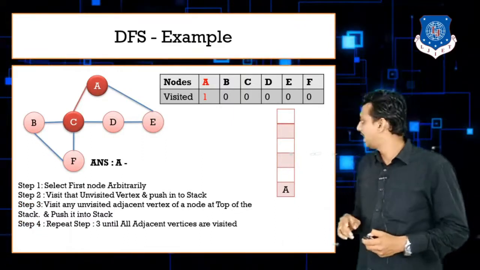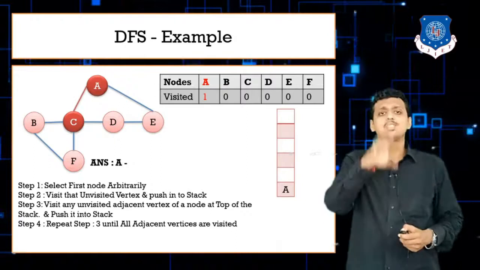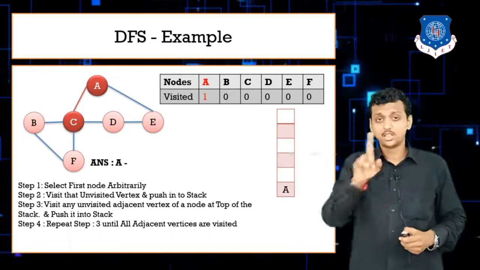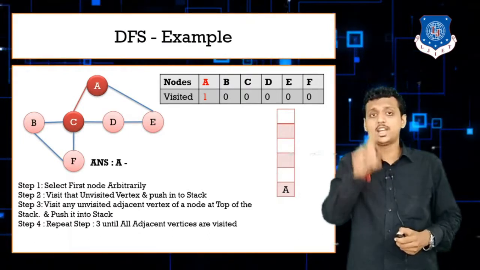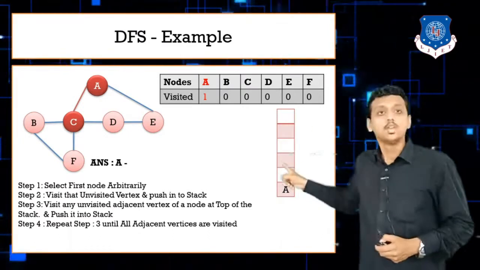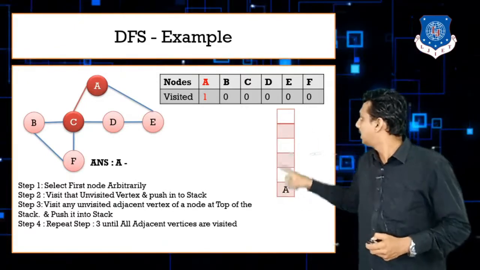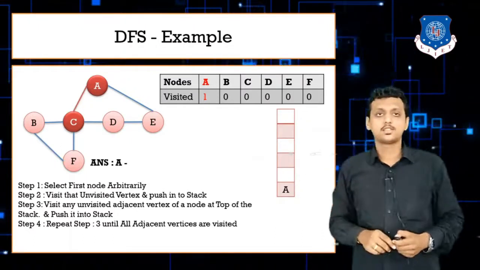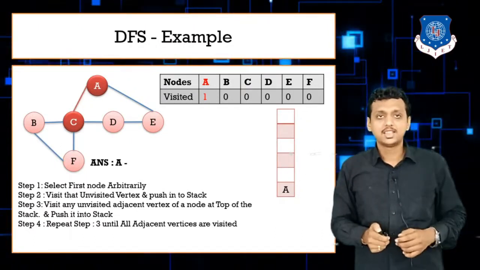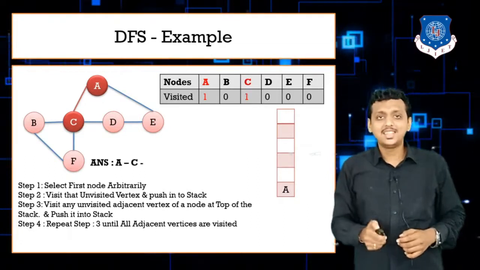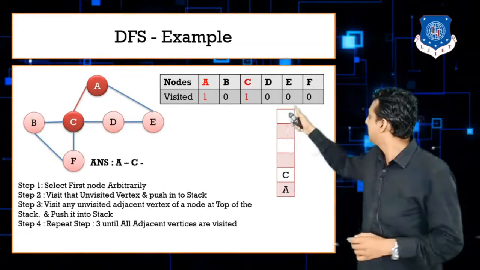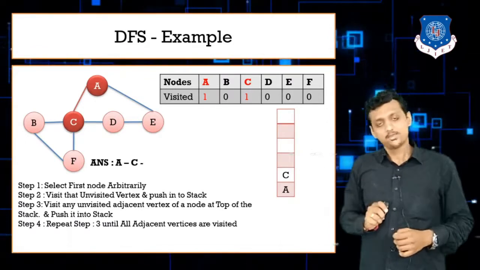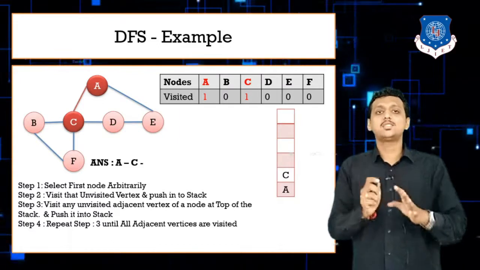Okay, students, then visit C, push C inside the stack and make the value of C from 0 to 1. Again, please listen very carefully. Visit C, then push C inside the stack and make the value from 0 to 1. So I am visiting C, pushing C inside the stack, and making its value 1. Fine, so C is visited.